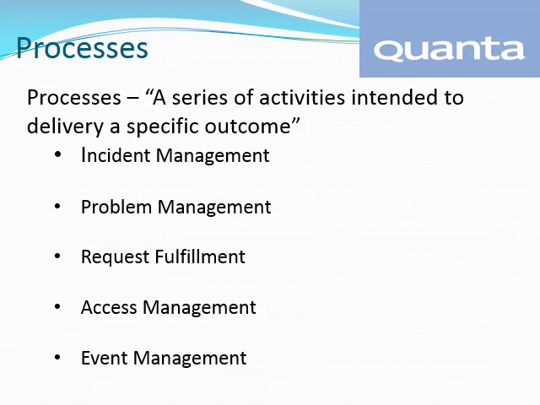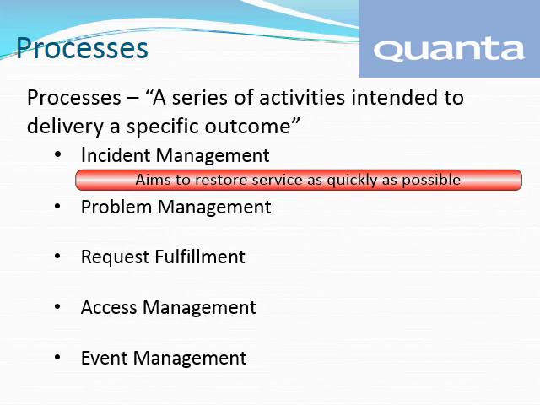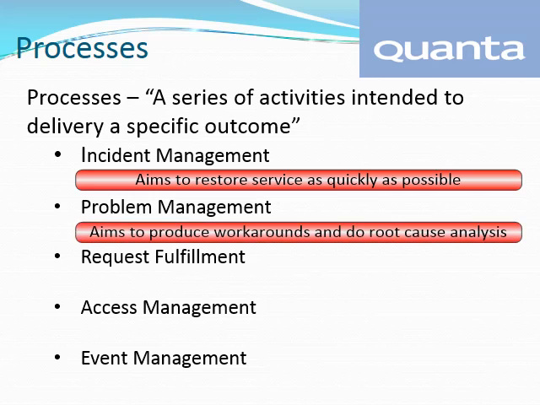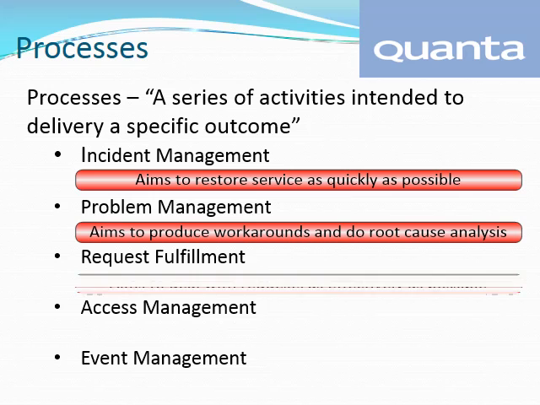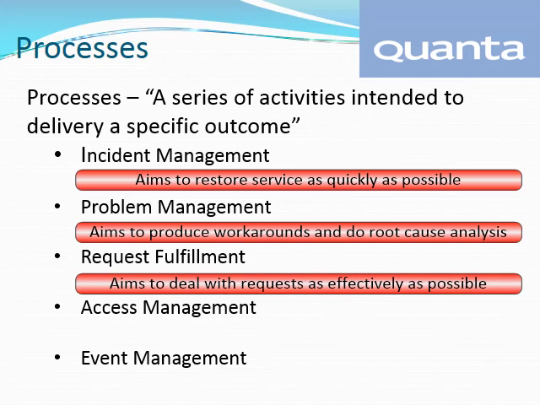Let's have a look at some one-liners to help remember what these processes do. So incident management's main aim is to get the user working as quickly as possible and to restore service as quickly as possible. Problem management's job is primarily to produce workarounds and to do the root cause analysis with a view to trying to understand what a full fix might look like if we don't want to see those incidents again and again and again. Both incident and problem management deal with breaks in service, where request fulfillment is simply trying to deal with those requests. Those, can I have a new toner cartridge?